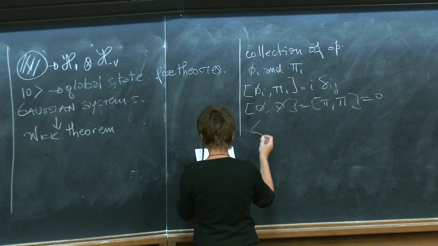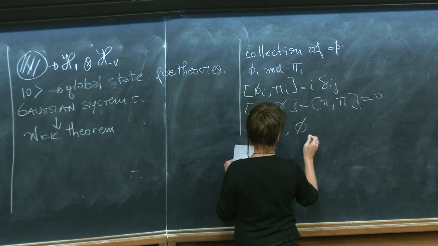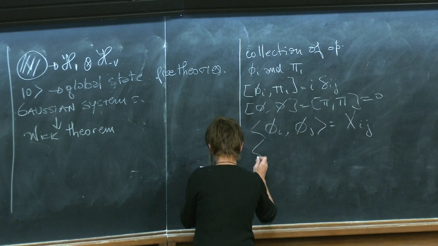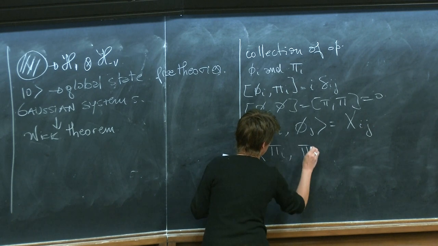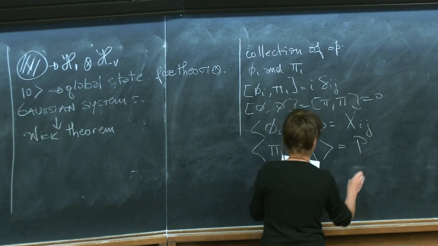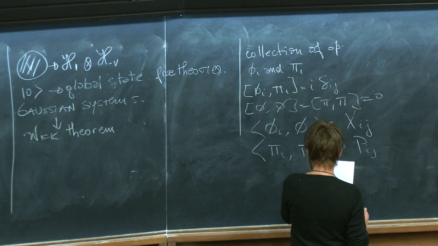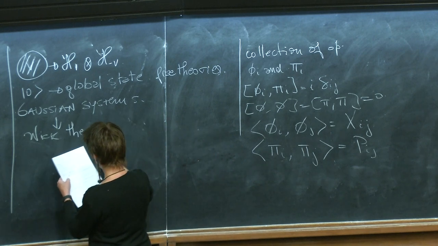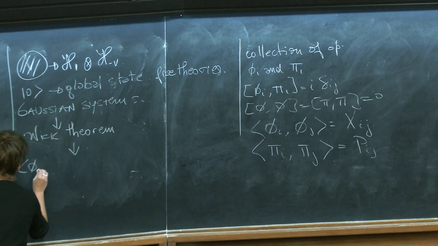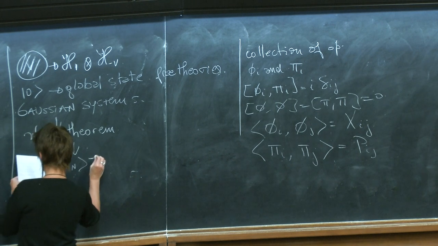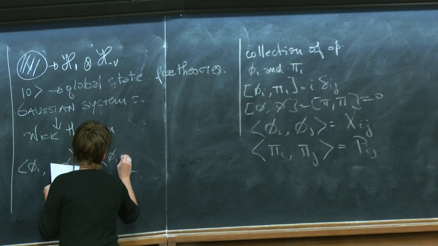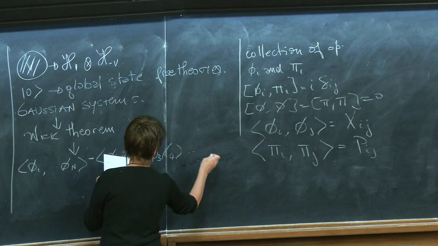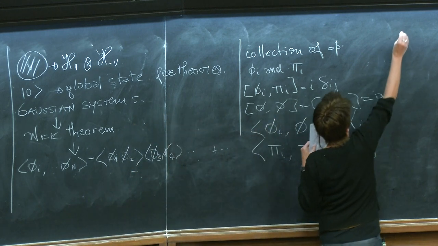Okay, and we are going to give a name to the two-point function of phi. Let's call it x. And to the two-point function of pi, let's call it p. Okay? What I mean with Gaussian system, let's say that the n-point functions can be written in terms of products of two-point functions. Okay, this is the Wick theorem. Okay. Setup.